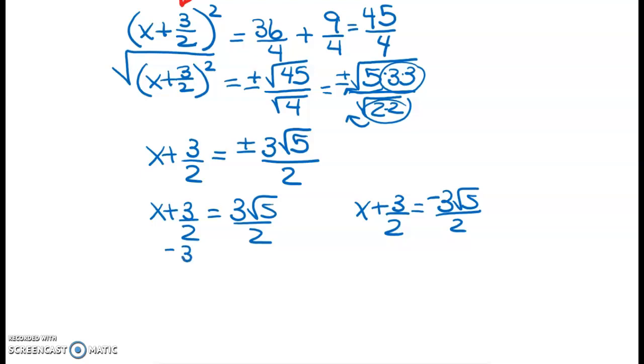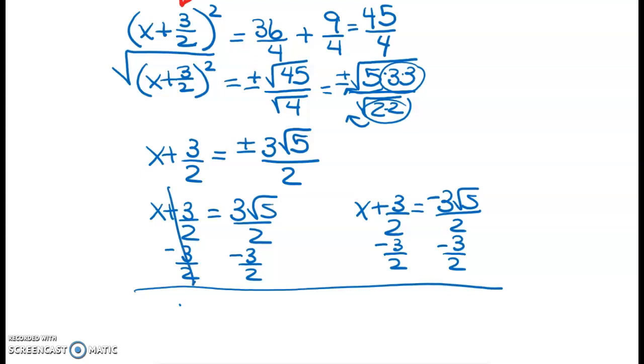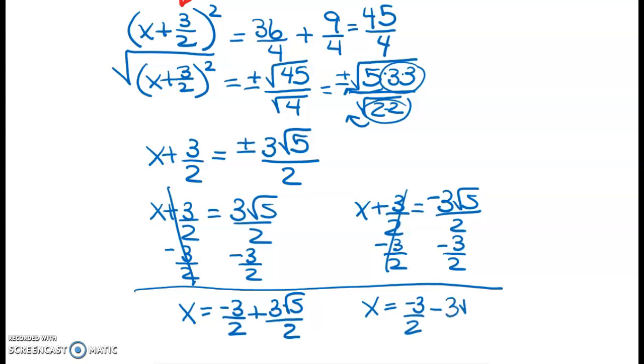So now in order to solve, I'm going to subtract 3/2 from both sides. And I know that 3/2 and negative 3 radical 5/2, since they both don't have radical 5, are not like terms. So I can't really add or subtract them. I get a negative 3/2 and a positive 3 radical 5/2. And then I get a negative 3/2 and a negative 3 radical 5/2.